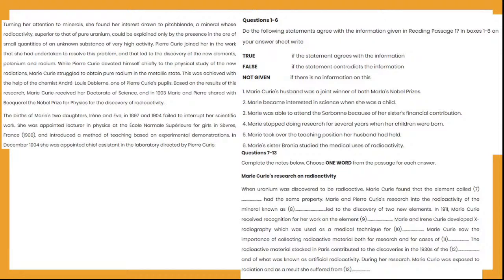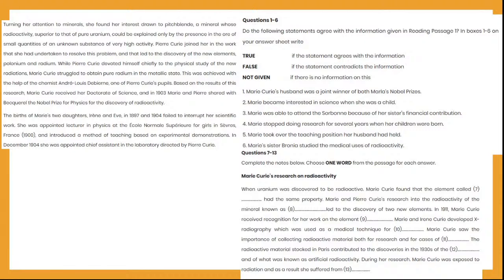Polonium and radium. So her husband, Pierre Curie, joined her work to resolve the problem. Then they found two new elements, which were polonium and radium. So the answer for this is pitchblende.